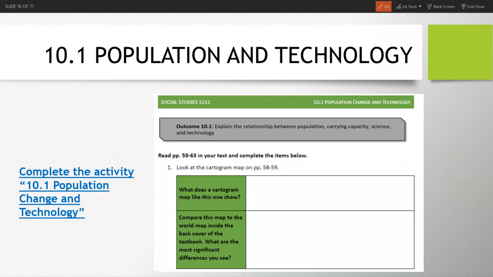Okay, so at this point, we'll pause at the end of outcome 10.1. There's an activity, population change and technology, which looks at some of these concepts that I've gone over with you, and we'll give you a chance to explore those in a bit more detail.